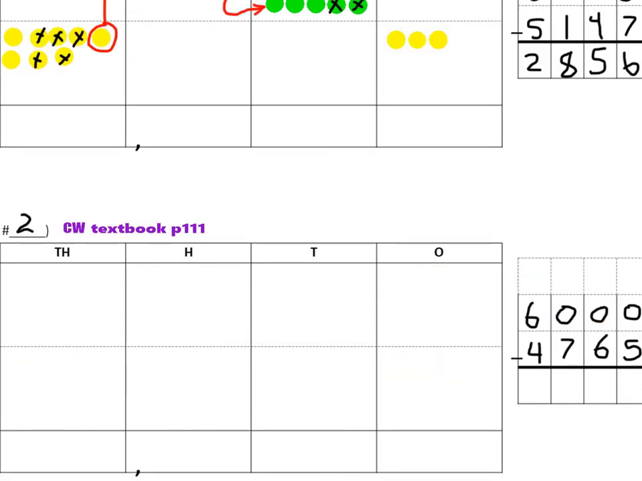Okay, I'd like you to move on and do problem number 3, textbook page 111. It's 6,000 minus 4,765. You can use the place value chip chart to do your math. Please press pause, and when you come back, we'll talk about what you did. Okay, I've got my chart set up. Let's see how you did.